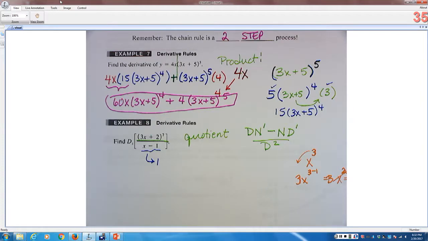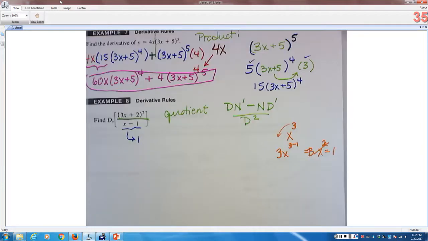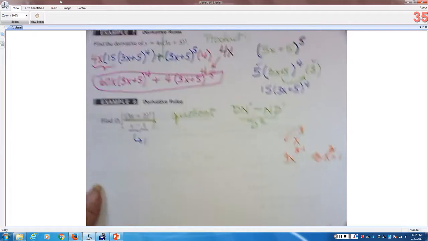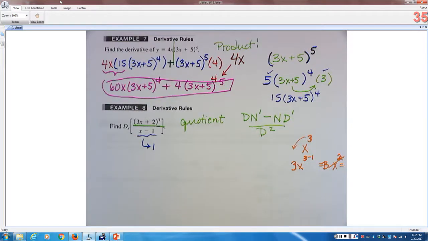Well, then would you plug it back in and put 1 minus 1? Or even though that says x minus 1, it's still just going to equal 1? Its derivative is going to be 1 because the derivative of the x minus 1 is 0. Okay, I got it. Now, I also need the derivative of the numerator.